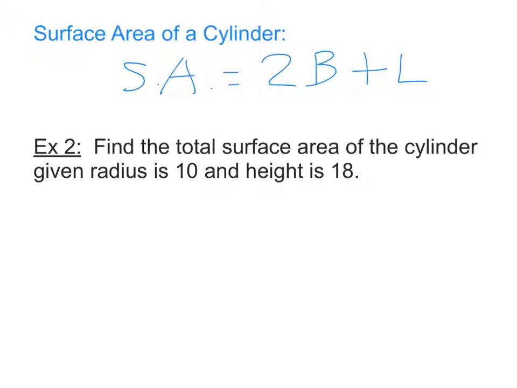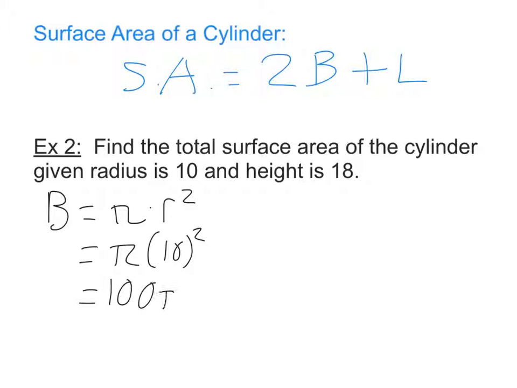Example number 2, they want us to find the total surface area of the cylinder given that the radius is 10 and the height is 18. Well, if we want to use our general formula, 2 big B plus L, the first thing that we need to find is big B as well as L. So let's start with big B. Big B again represents the area of the base. The area of our base is going to be a circle. So our formula, pi times radius squared. Our radius is going to be 10. 10 squared will get us 100 pi. Let's save that.